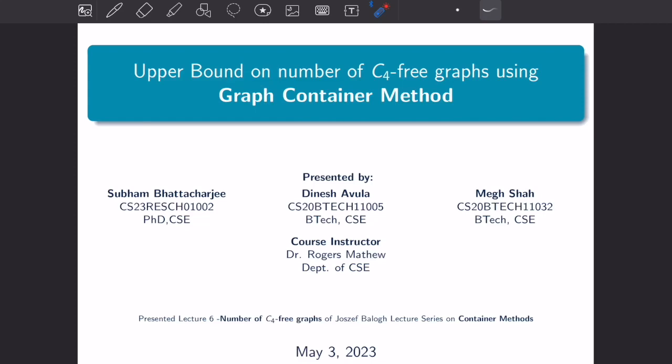Hello everyone. Today we are going to talk about a theorem which gives an upper bound on the number of C4 free graphs on n vertices. The theorem and its proof which we are presenting are actually taken from lecture 6 of the lecture series on container methods by Jozsef Balogh.